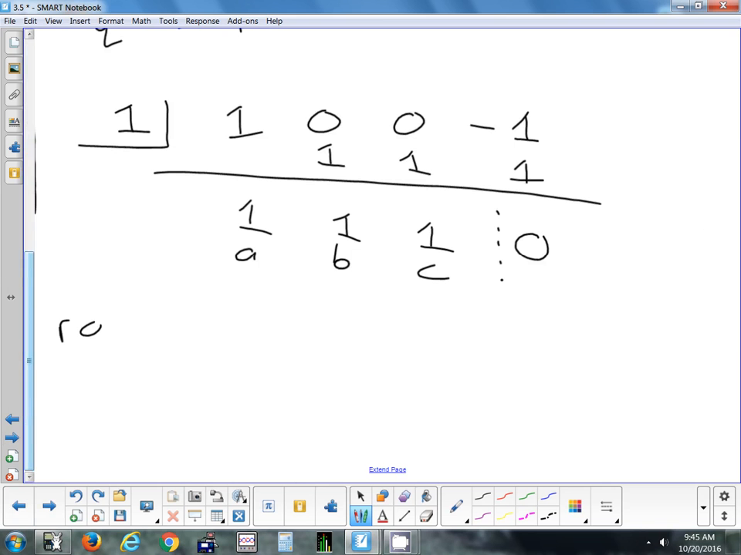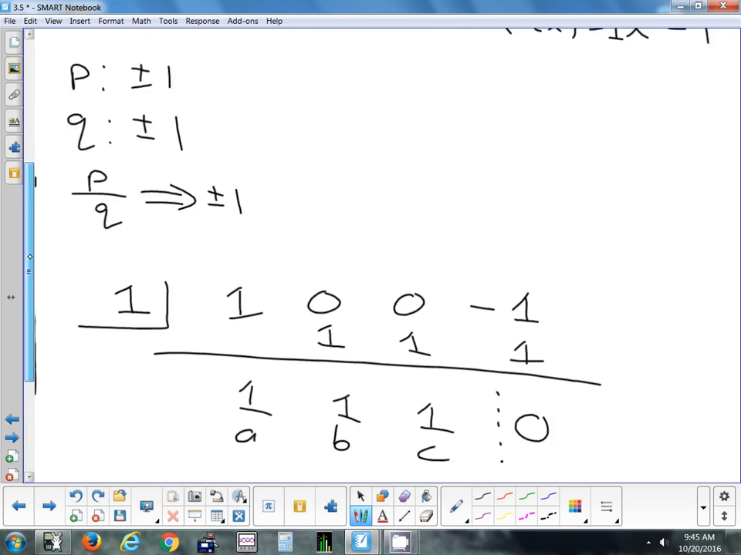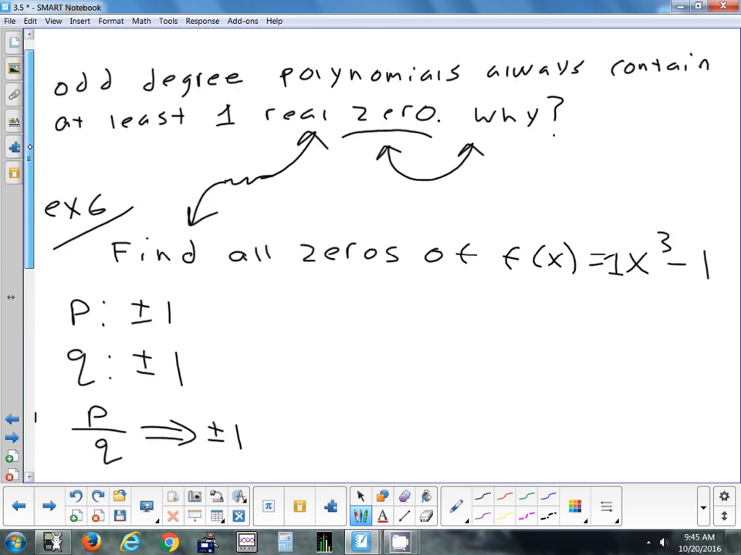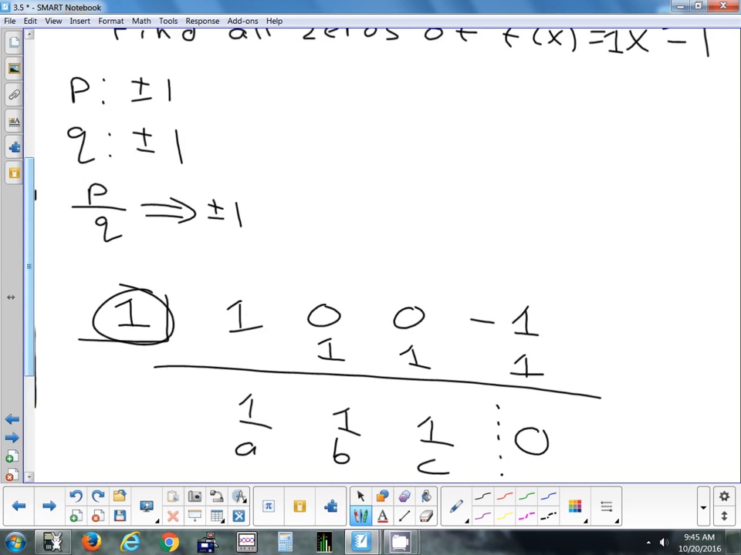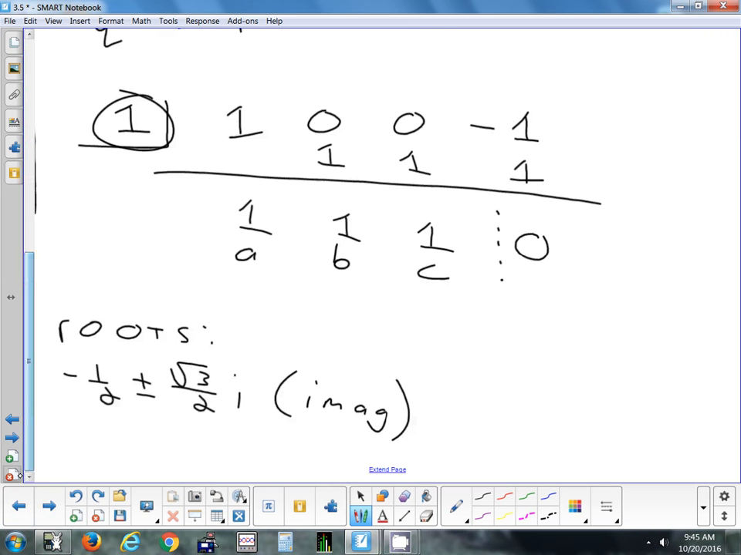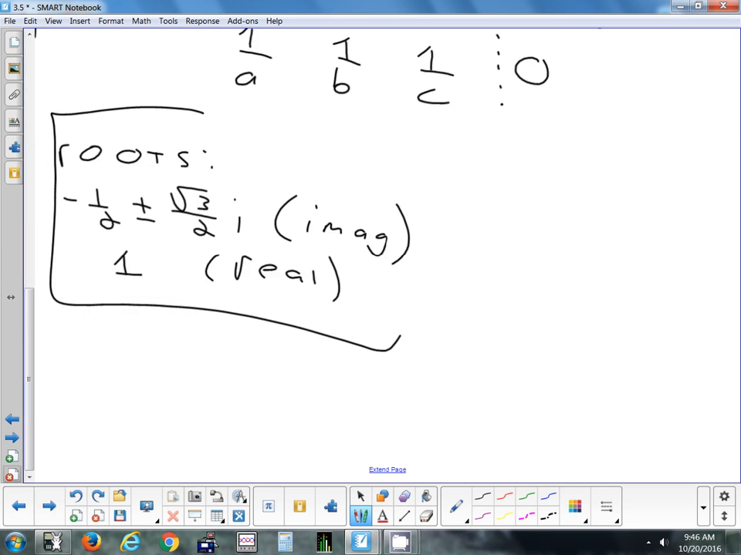So let's list our roots. Negative a half plus or minus root 3 over 2i. Those are the imaginaries. And 1. Where did I put it? Right there. And I got that from the rational root theorem in my calculator. Right, so there's your 3 roots. 2 imaginary, 1 real. Any questions on that one?